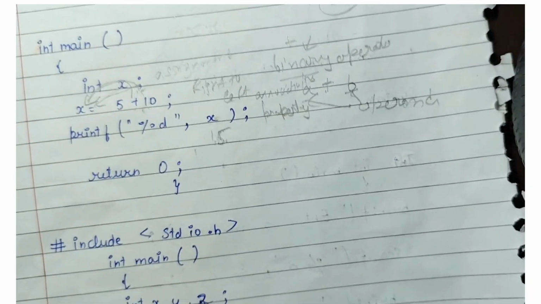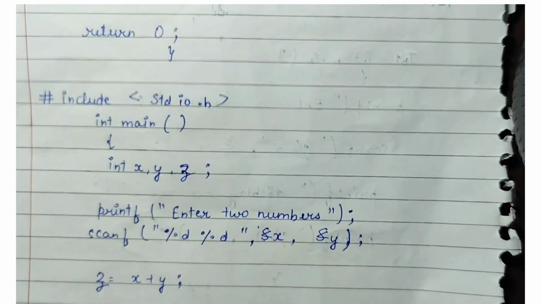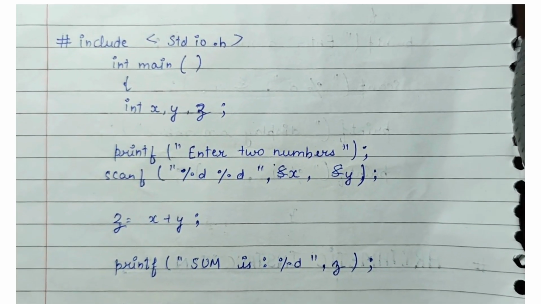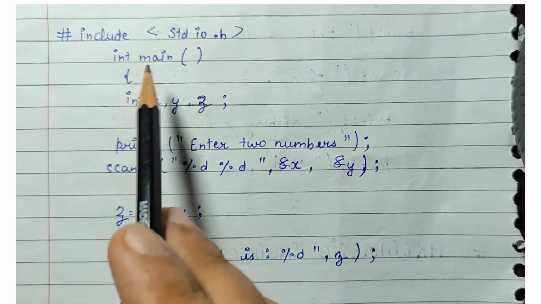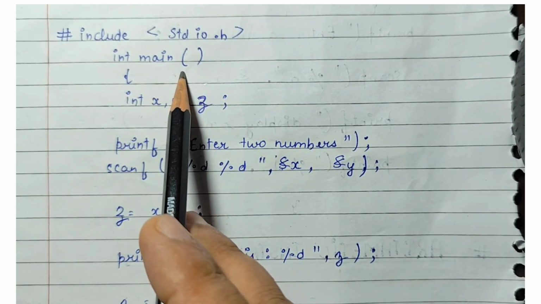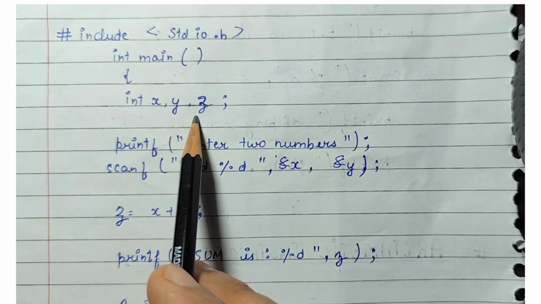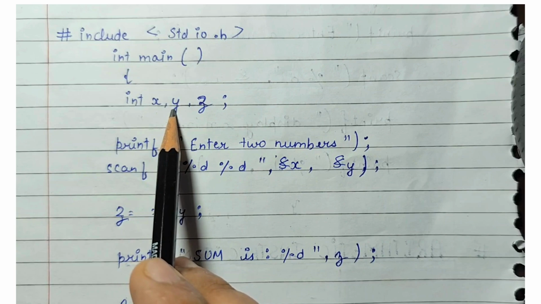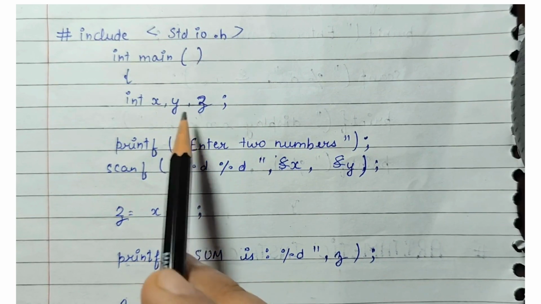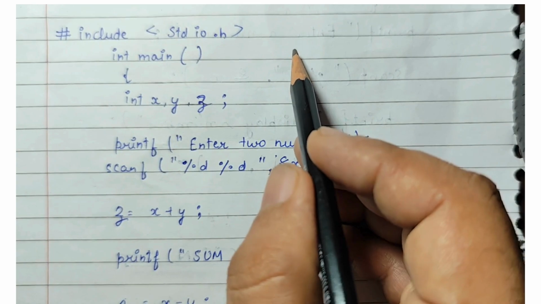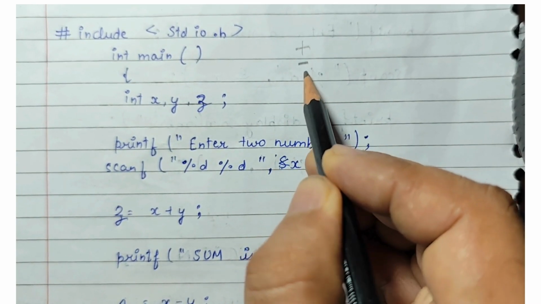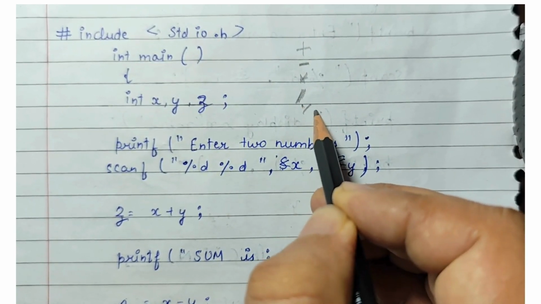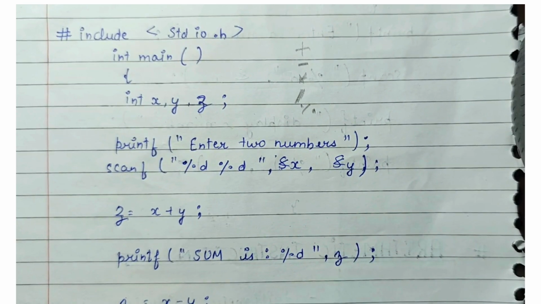Okay. So now we discuss one more example to perform all arithmetic operations in a single program. First we include the header file, then the main function. Now I use three variables here. Why? x and y are our input variables, z is our output variable, because we have to perform all operations like addition, subtraction, multiplication, division, and we also perform the modulo operation.